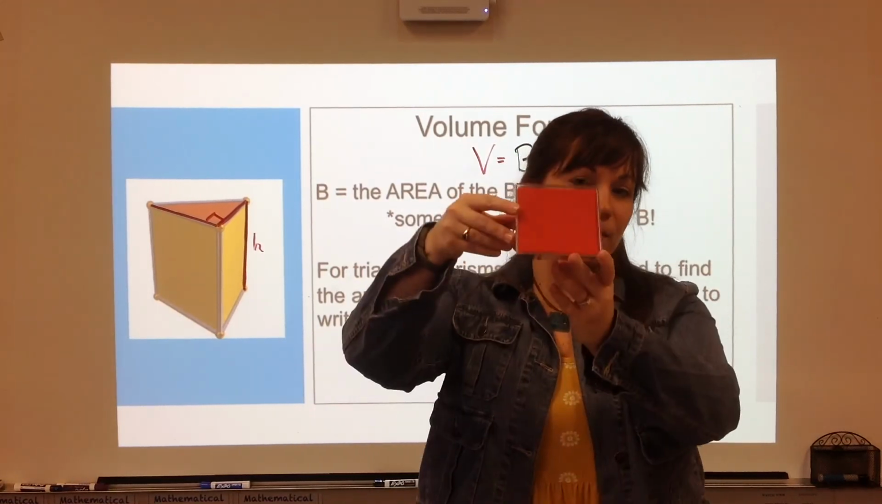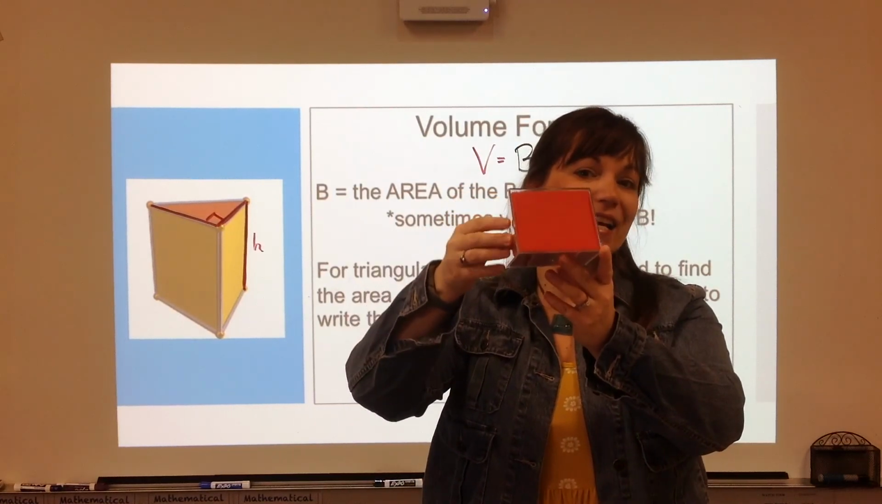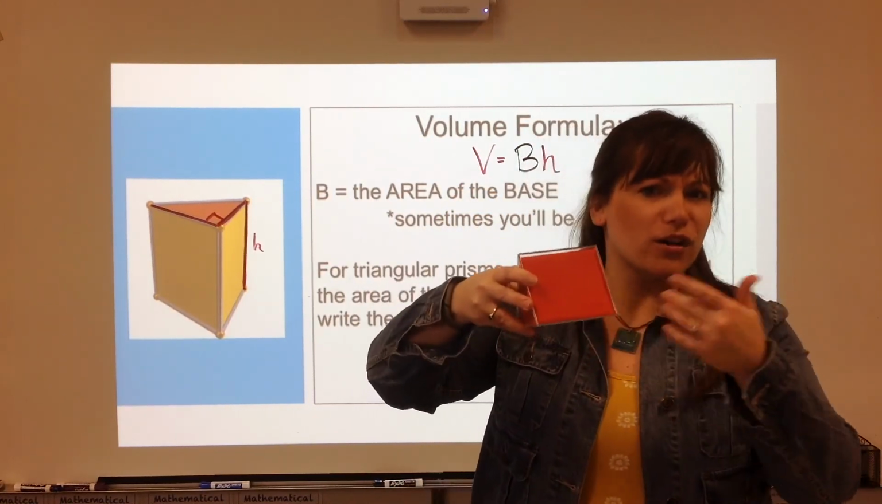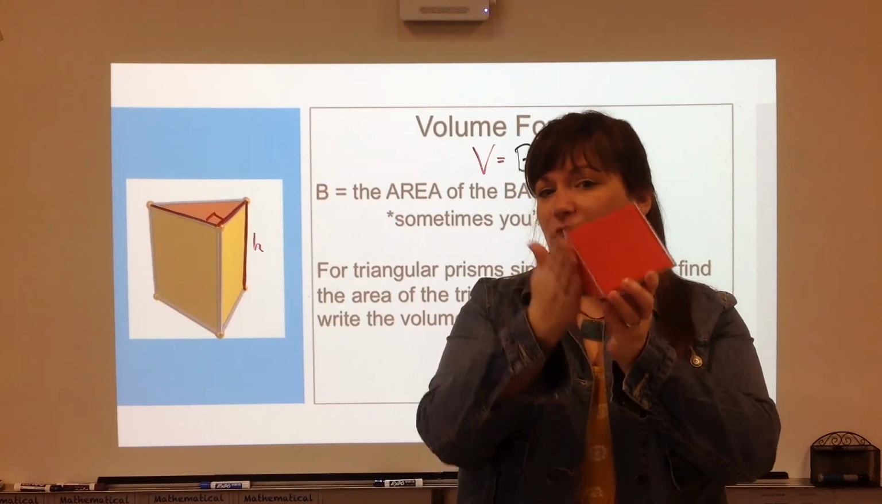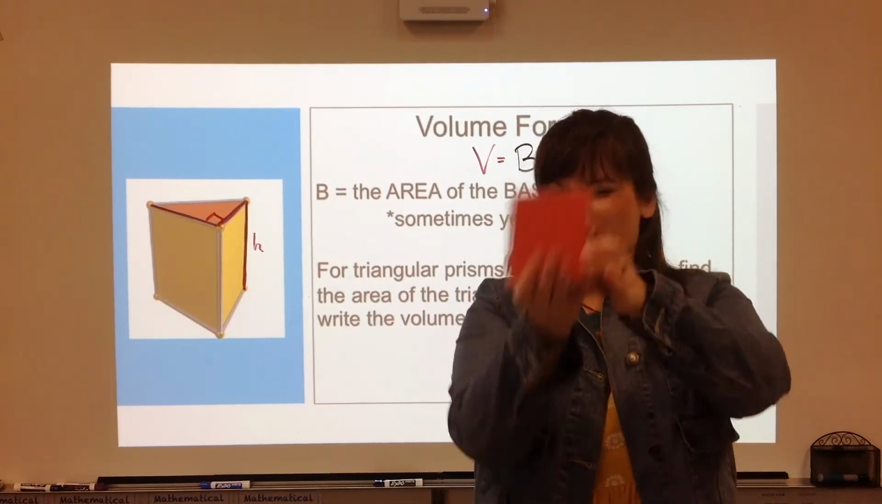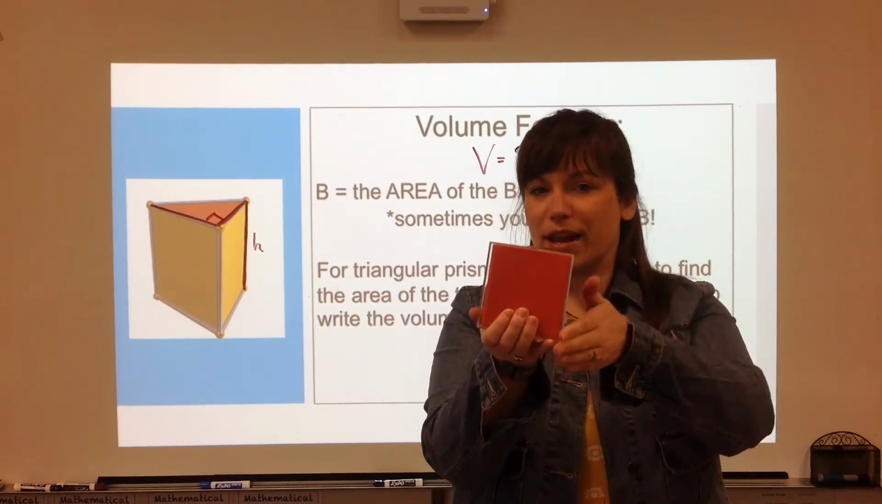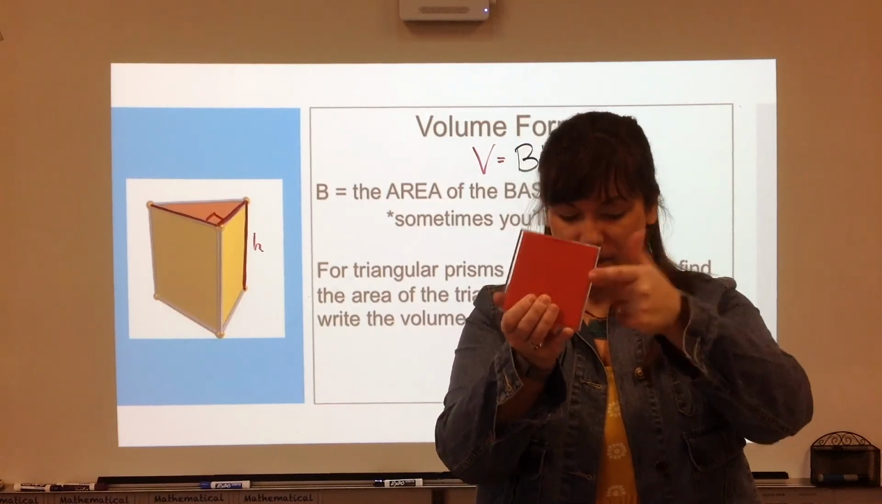Now remember, sometimes they're going to be tipped on its side, so it's going to look like how long the shape is, but it's still the area of the triangle. Think of it like turned on its end, and then how high this shape is.